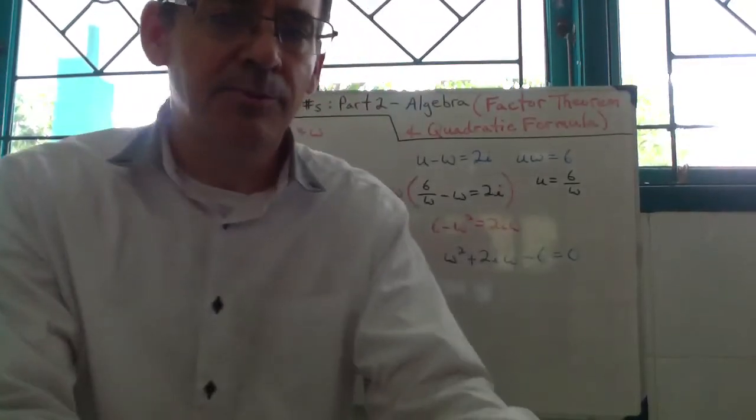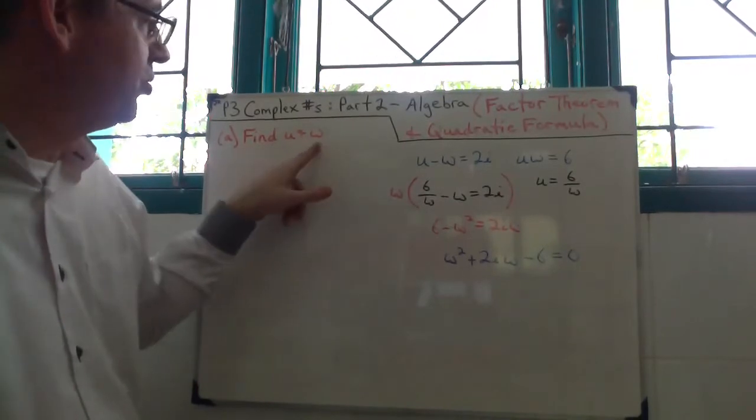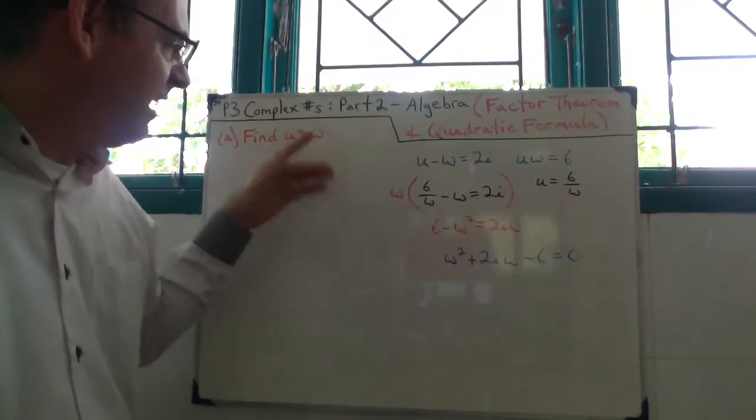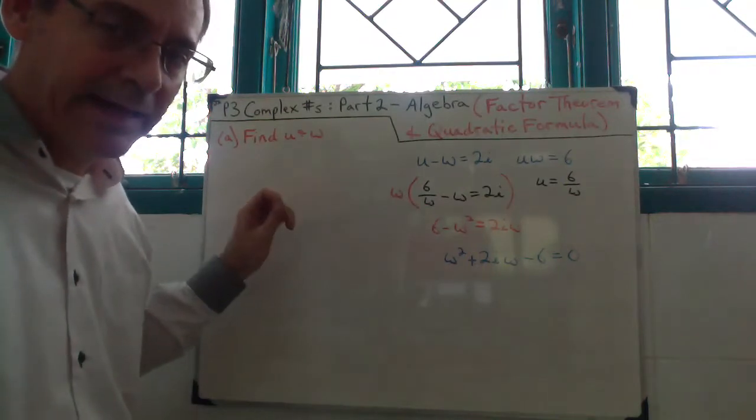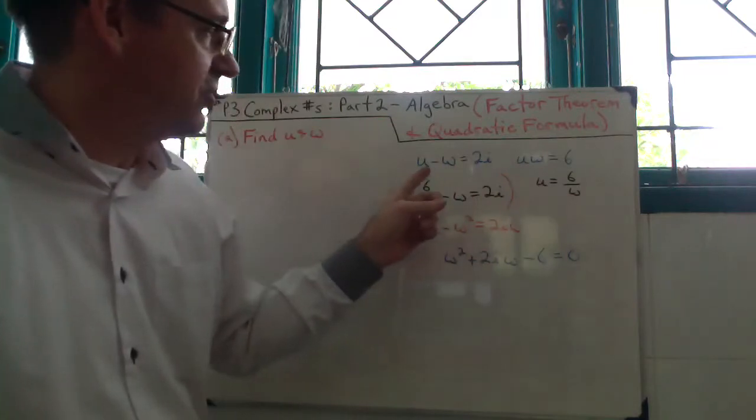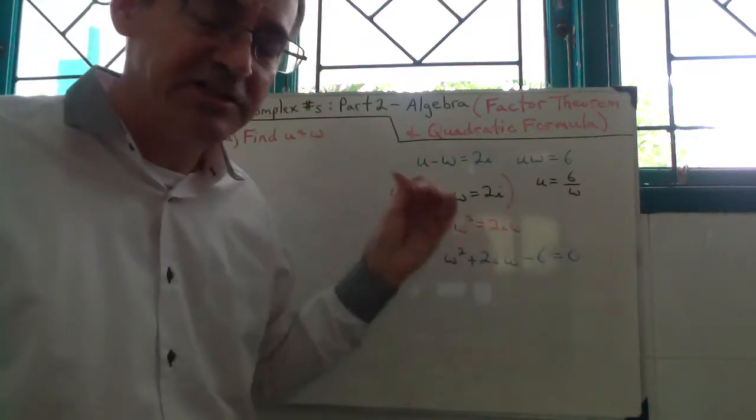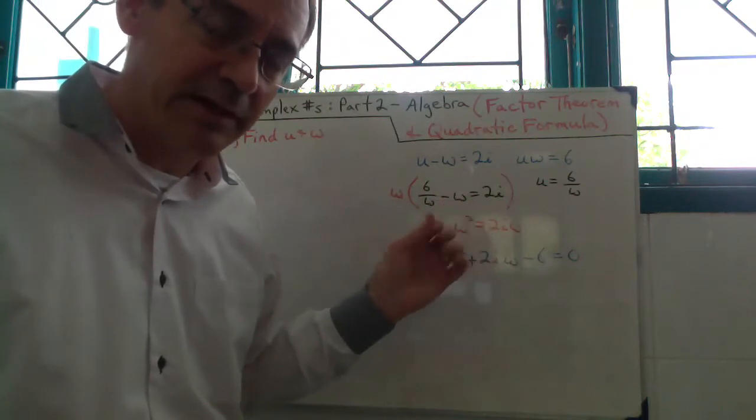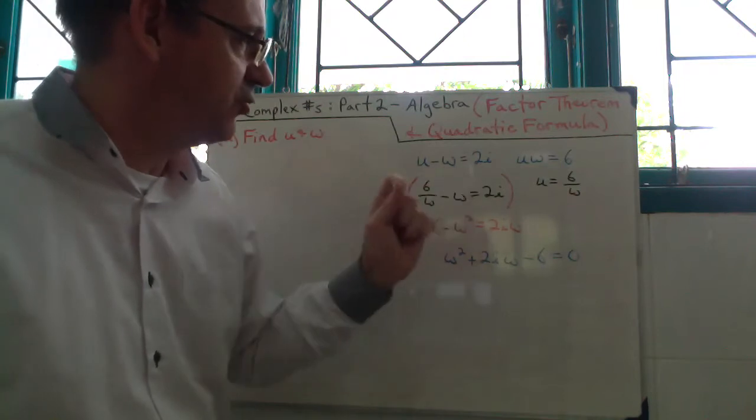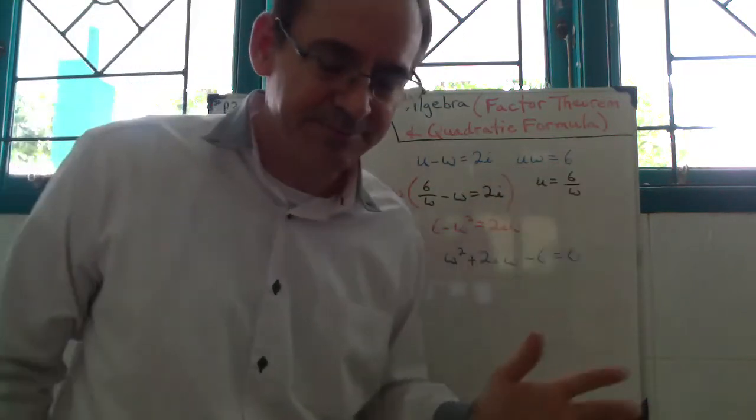So let's go back to the board here. Here we're given find u and w. These are like vector forms in the x plus yi format. And the relationship between the two, they give us two equations. It's like simultaneous equations, but now we're doing it with imaginary numbers. So u minus w equals 2i and u times w equals 6.